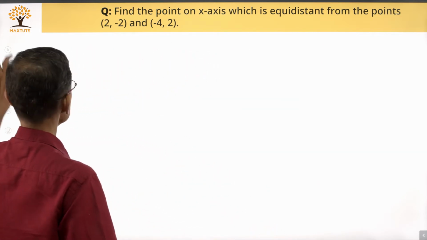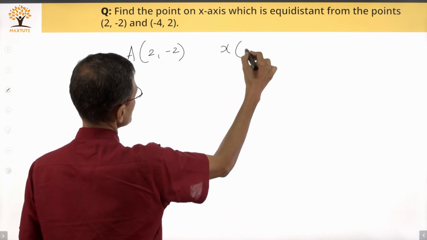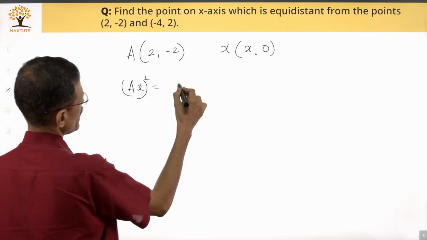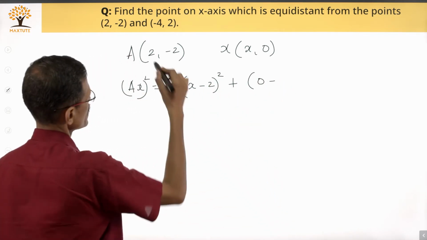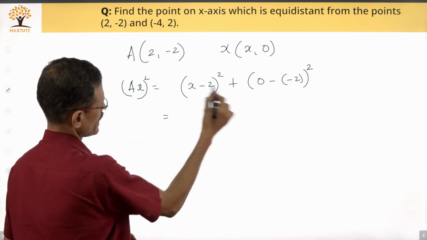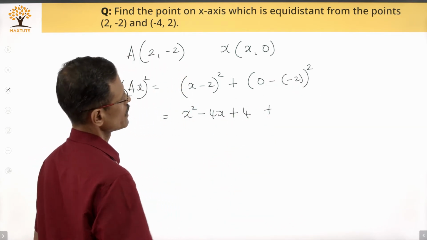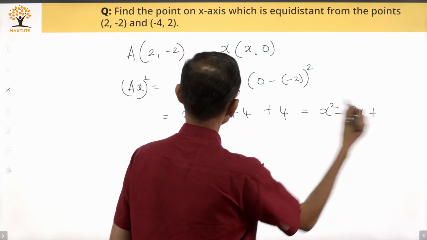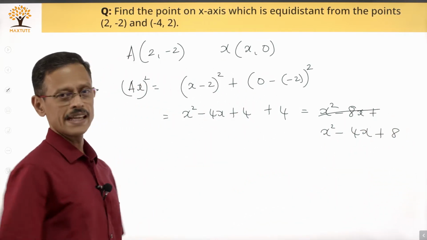Let's just get going. We'll compute AX square. A coordinates are (2, -2). Coordinates of X are (x, 0). So AX square is going to be equal to (x minus 2) the whole square plus (0 minus of minus 2) the whole square. This is expanding: x square minus 4x plus 4, plus minus of minus 2 is a plus 2, square is equal to 4. So AX square is equal to x square minus 4x plus 8, right? That's the value of AX square.